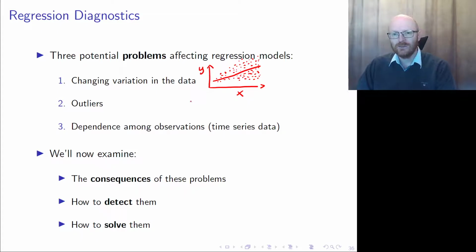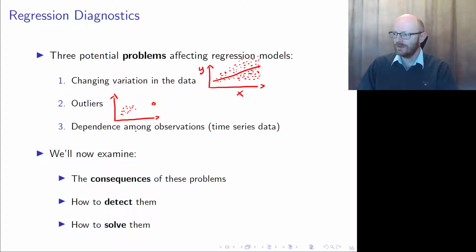Then that might be a problem, and you might have some outliers. Maybe you have some data here, but over here is one point. So what's the effect of that point on your regression line?